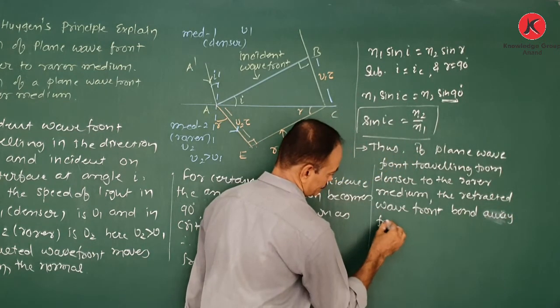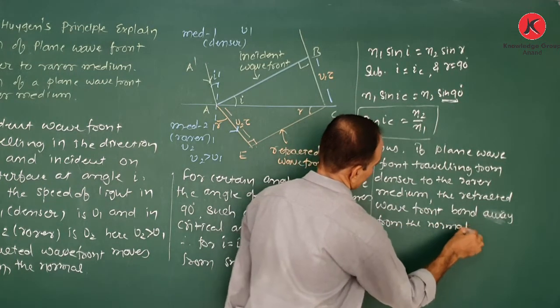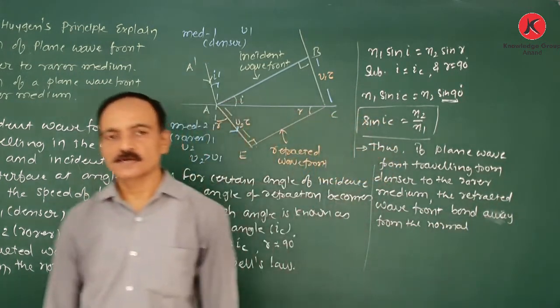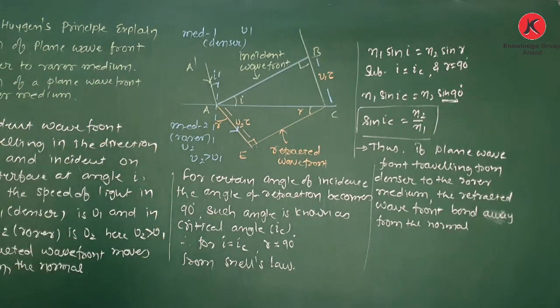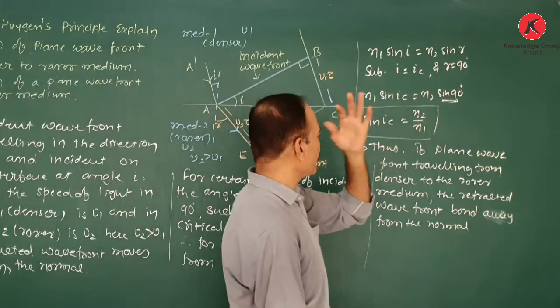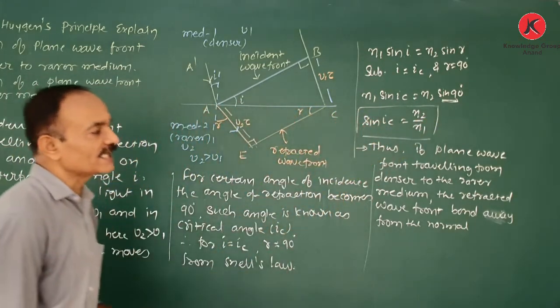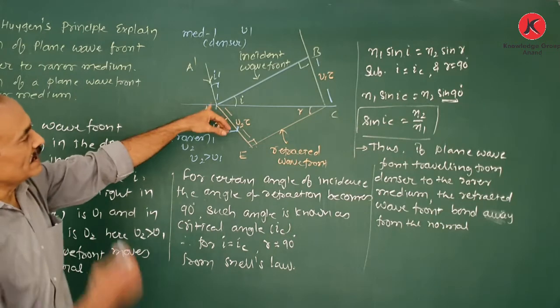So that is the phenomena of refraction. When the plane wave front is traveling from the denser to the rarer medium, we derive this equation, sin iC is equal to n2 upon n1, by using Snell's law. While in the beginning there is the introduction, or the description of the figure.